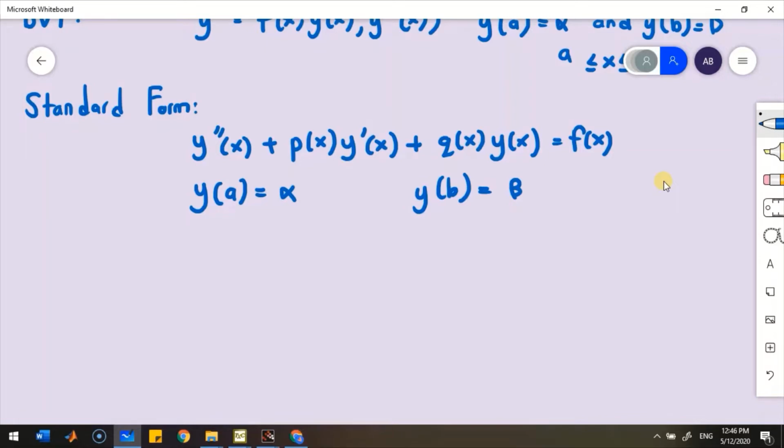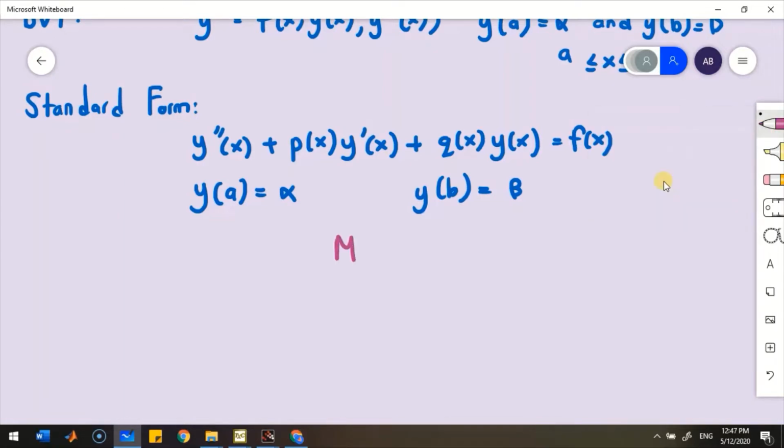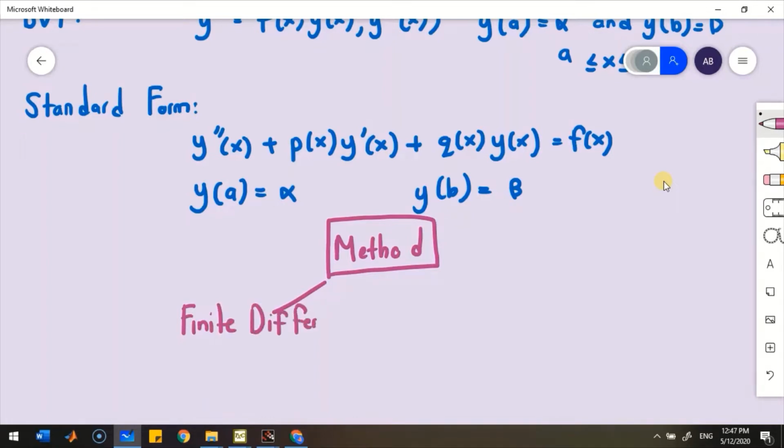Now to solve this boundary value problem, we have a method called the finite difference method. Today we're going to look at the finite difference method. And we can also have the shooting method.